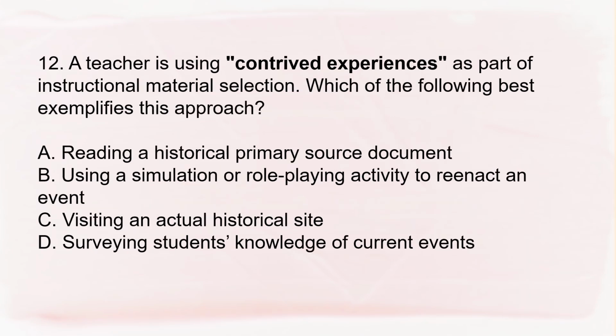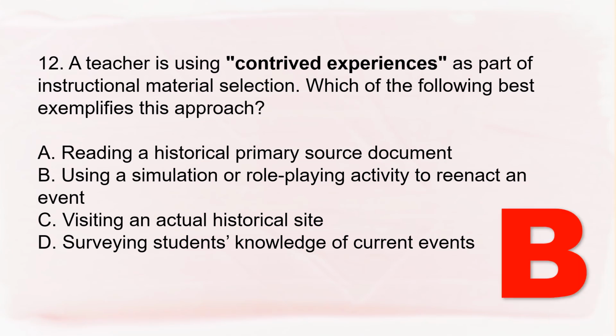Number 12, a teacher is using contrived experiences as part of instructional material selection. Which of the following best exemplifies this approach? Letter A, reading a historical primary source document. Letter B, using a simulation or a role-playing activity to reenact an event. Letter C, visiting an actual historical site. Or letter D, surveying students' knowledge of current events. The correct answer is letter B.